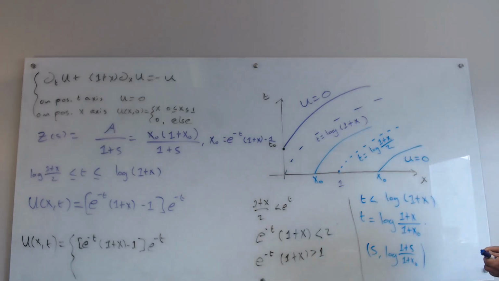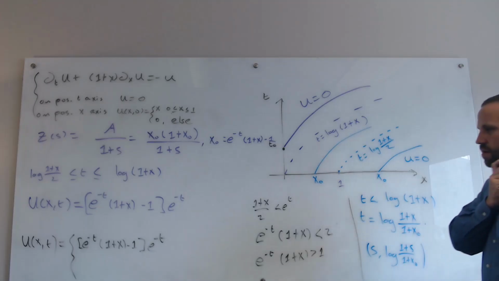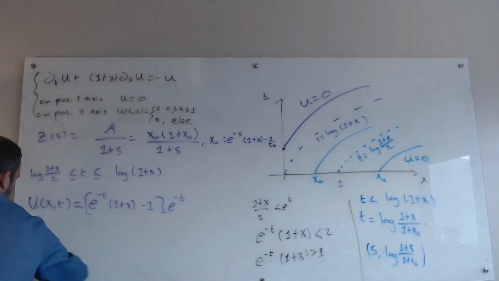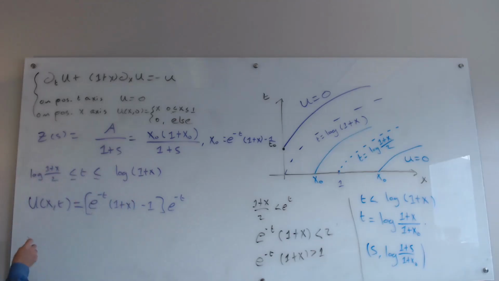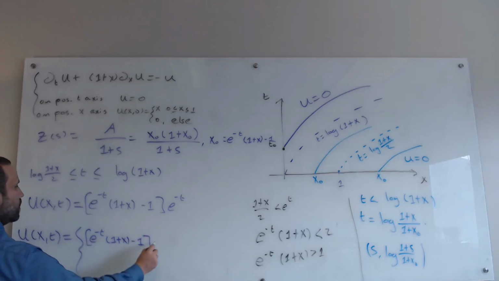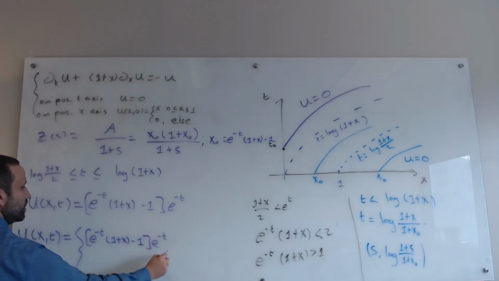Okay, so I'm going to go back to purple now. Sorry, I'm just going to rewrite this, but write it in purple now. So now what we've got is u of x, t is equal to e to the minus t times 1 plus x minus 1, times e to the minus t.